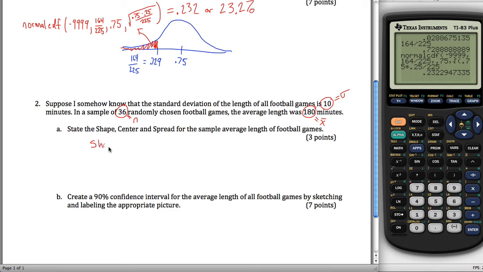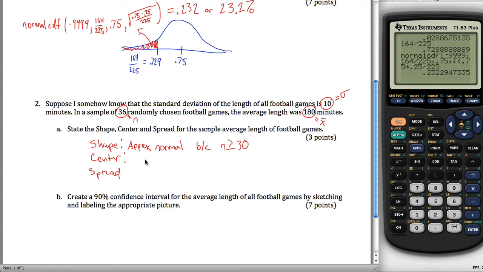Fine. Shape, center, spread. The shape is approximately normal because our value of n, which is 36, is greater than or equal to 30. The central limit theorem right there.